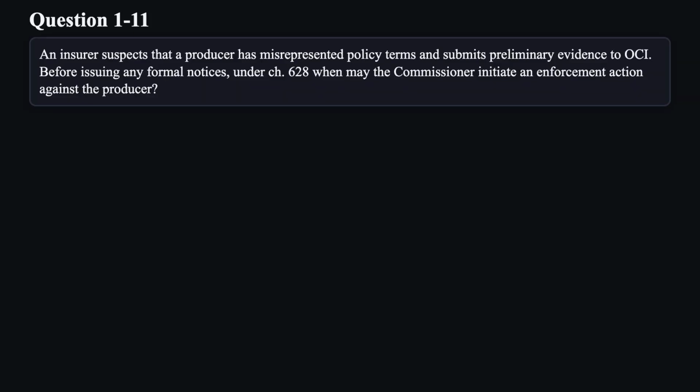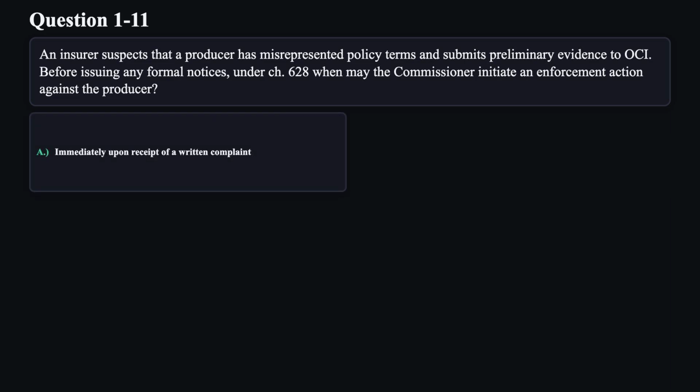Question 11. An insurer suspects that a producer has misrepresented policy terms and submits preliminary evidence to OCI. Before issuing any formal notices under SAYAS 628, when may the commissioner initiate an enforcement action against the producer?